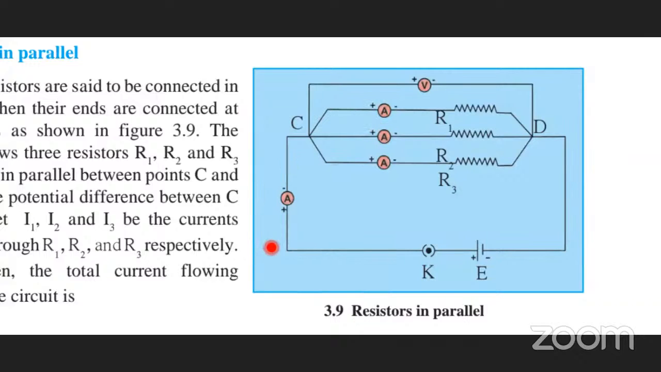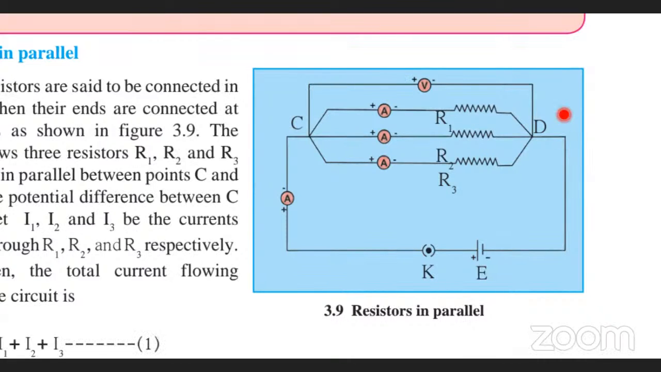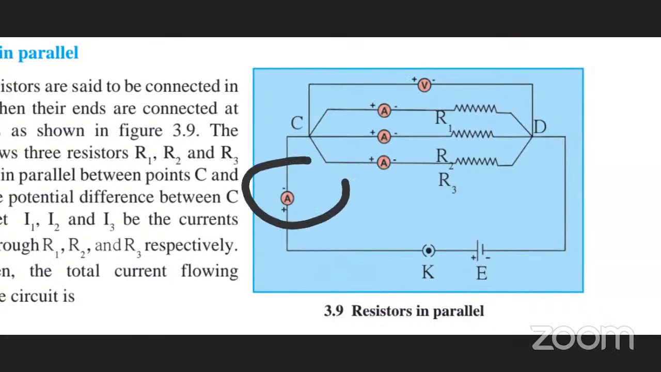What is the use of ammeter? What is the use of voltmeter? Now tell me. Here A means ammeter and V means voltmeter. Voltmeter helps to measure the potential difference. And what about the ammeter? Ammeter helps to measure the electric current. What about K? What is this K?